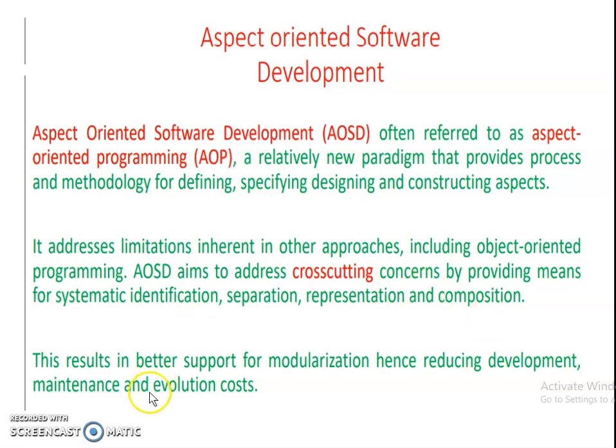So what happens in transition phase? In transition phase, it encompasses the last part of the construction activity and the first part of the deployment activity of the generic process. Got it? And the software is given to end users for beta testing. What is the use of beta testing? We will discuss in our next video.